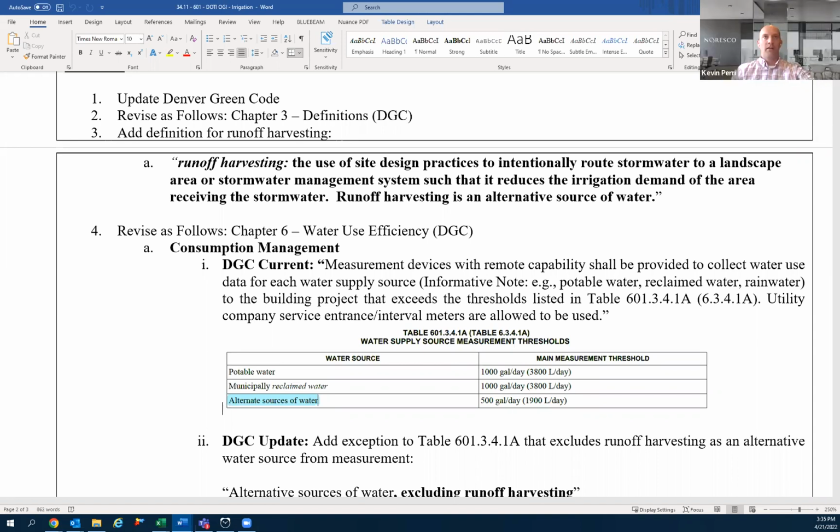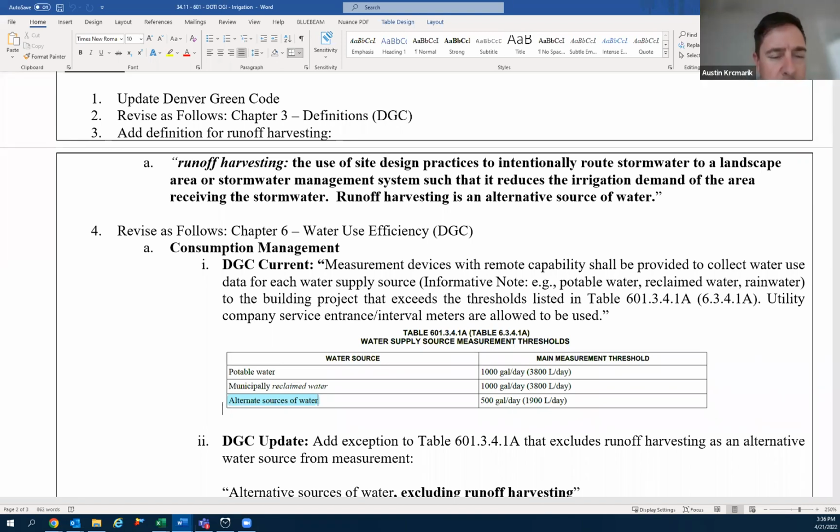Callan, do you want to chime in on that? Yeah, I believe, I can't quite remember, but I think alternate source of water was defined at the beginning of the code. And I don't know if Austin's hand is raised to weigh in on the second part of the question.